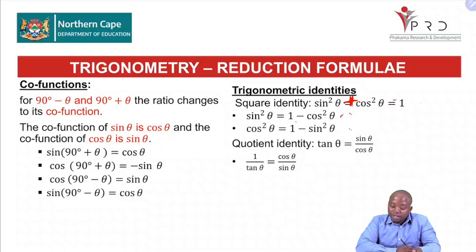Then we're going to look at the quotient identity. The quotient identity, the tan identity, says tan theta equals sine over cos. Then 1 over tan theta is going to be cos over sine, which is the reciprocal of tan theta.